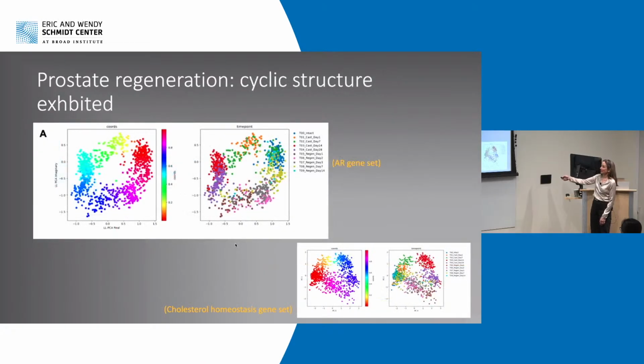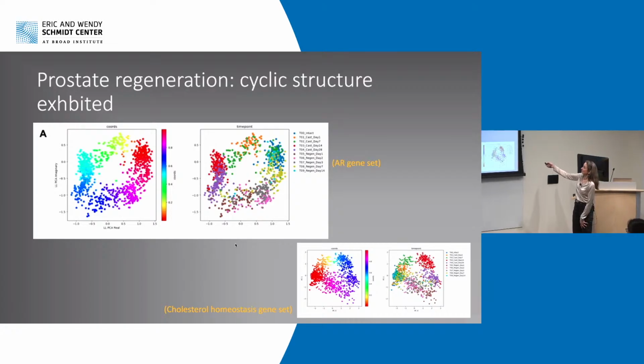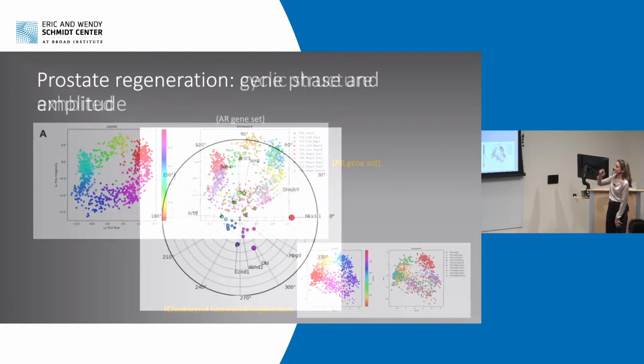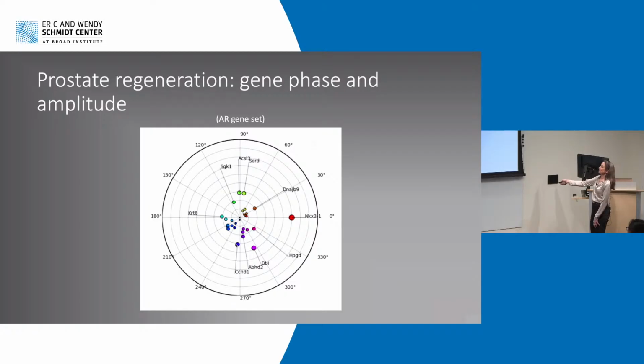And so you get the same kind of cyclic structure showing up for both the androgen response and the cholesterol homeostasis gene sets. And you can see here the time points, so the different colors here correspond to different days in this process, all the way from intact to the last day of castration, which is the purple, and then back to full, halfway through the regeneration. So we have these nice circular structures. We can measure, again, the gene phase and amplitude. This gene, for example, is one that's highly known to be related to prostate.